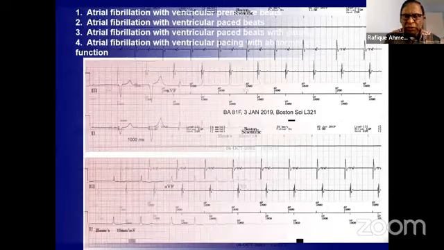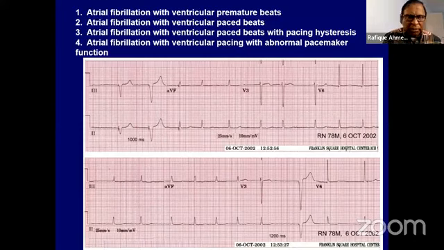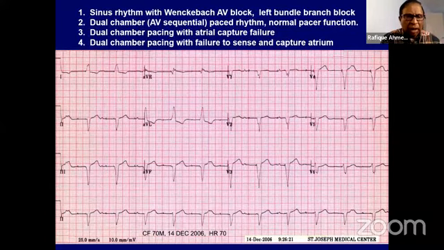No, don't put any poll for this one. I'm going to skip this one because we're short on time. This one, yes.